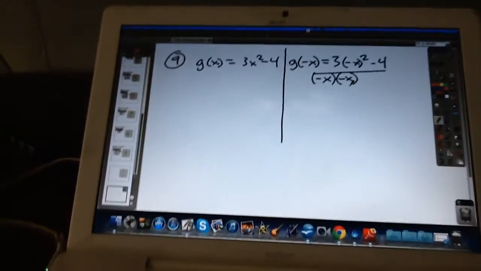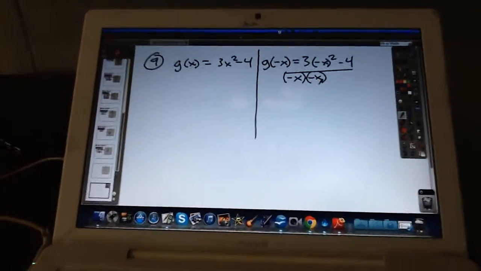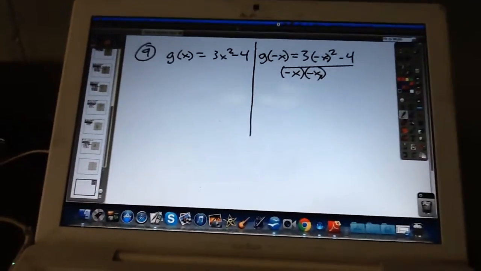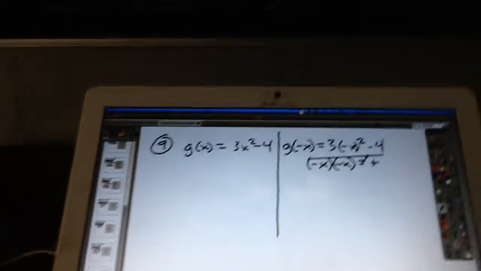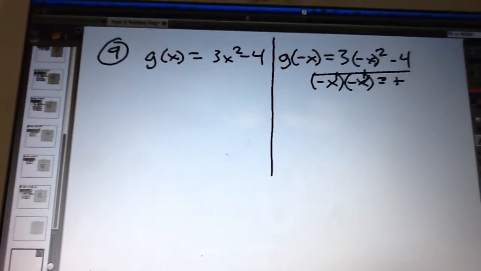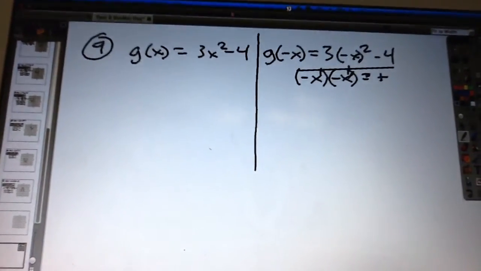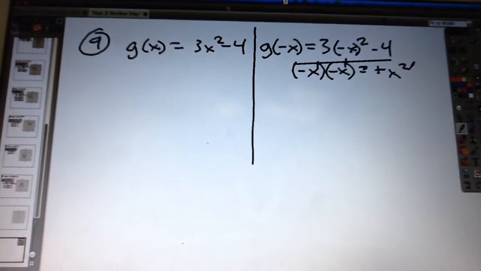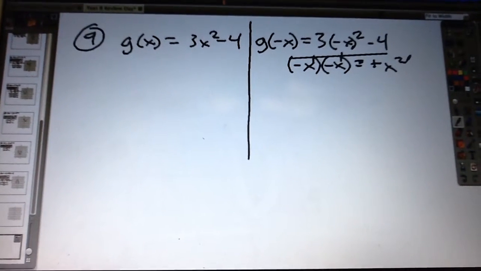Got it. Just positive x squared. Good. So here's why, just to remind you. Negative x squared means negative x times negative x. What's a negative times a negative? A positive, so I know I'm going to get a positive here. And x times x, I would be adding the exponents, and 1 plus 1 is 2. So I would get positive x squared. Okay, that's just a reminder of why that works out.